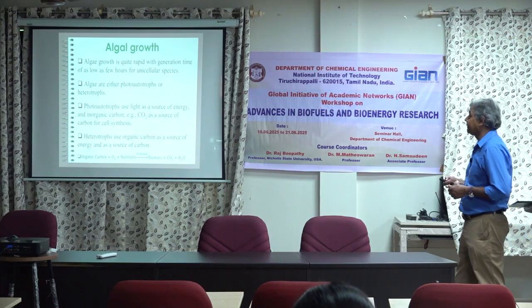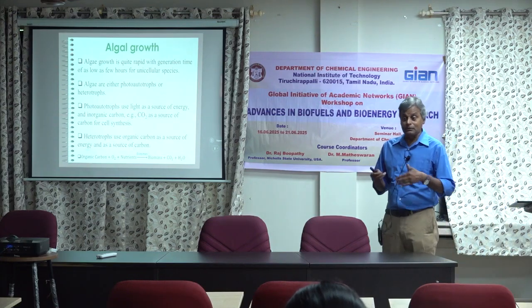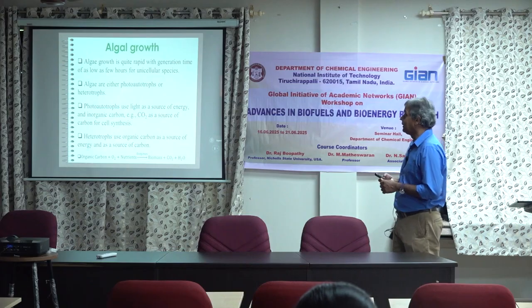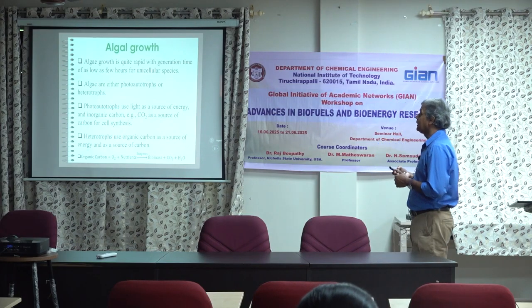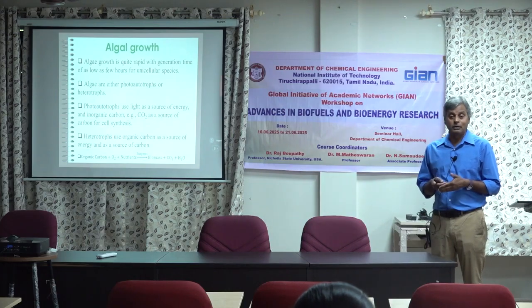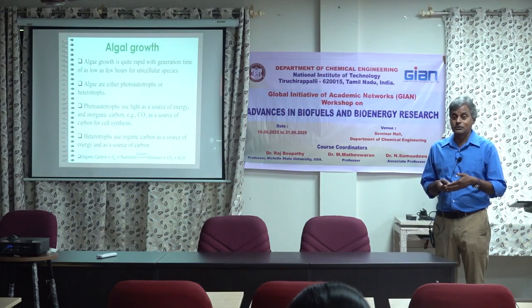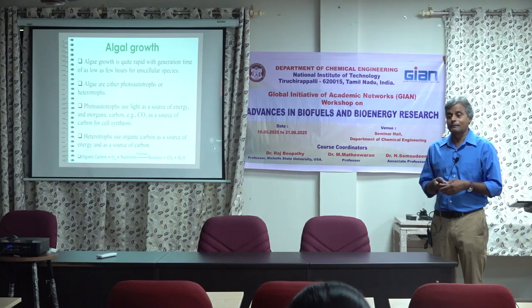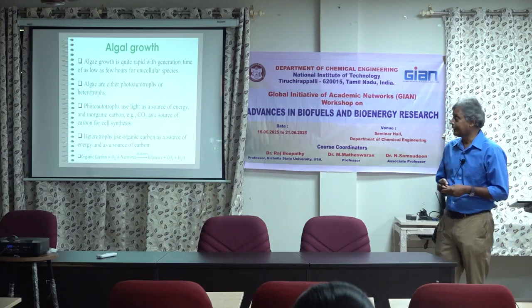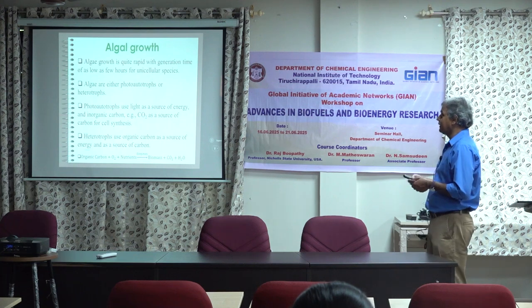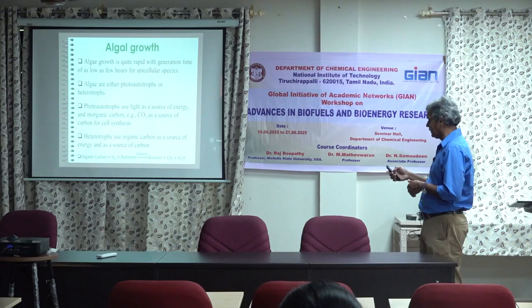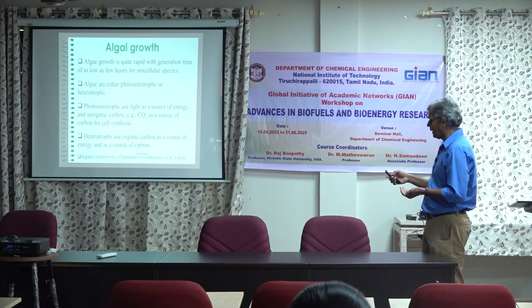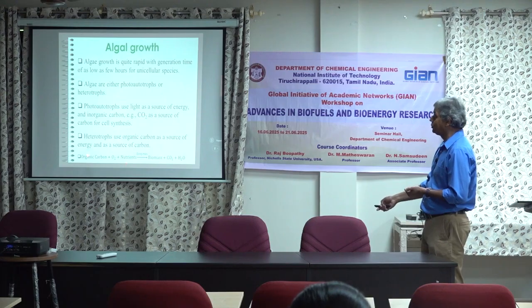So algal growth is quite rapid because it doubles really fast. The generation time, every few hours they multiply in microalgae. They're also mostly phototrophic. Some of them are heterotrophic. The difference is phototroph needs light. Heterotroph can use organic carbon. Okay? Phototrophs use light as energy source. That we went through that reaction. Heterotroph use organic carbon. So like bacteria does the fermentation or break down organic compounds. Same thing, algae can do that.